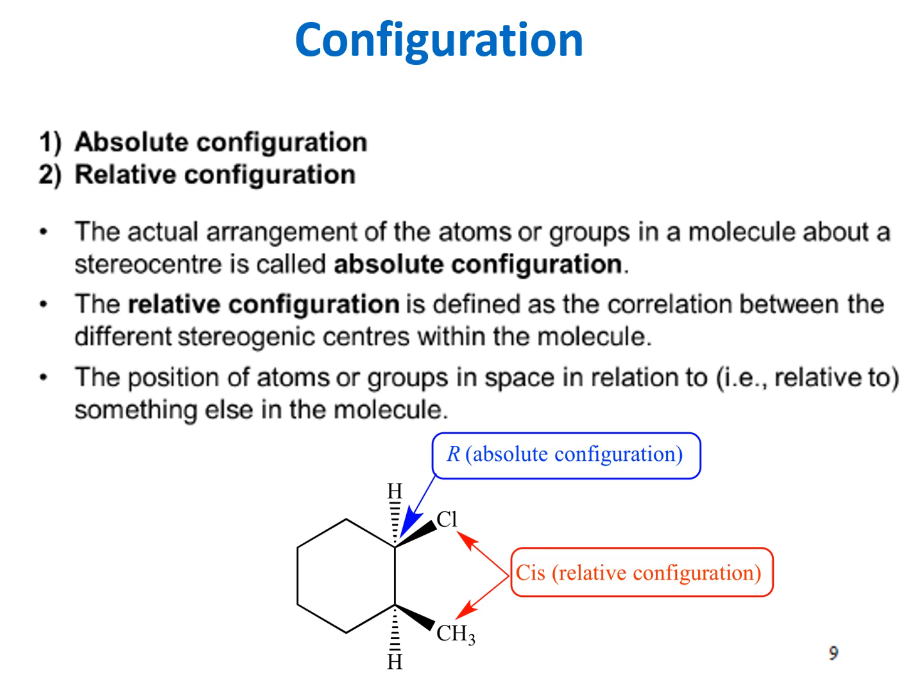So the next concept is configuration. Configuration is nothing but the arrangement of atoms or groups in space. How the functional groups are oriented in space, that is called configuration. It has two types. One is absolute configuration. The other one is relative configuration. Absolute configuration is nothing but the actual arrangement of the atoms or groups in a molecule with respect to the stereo center. That is called absolute.